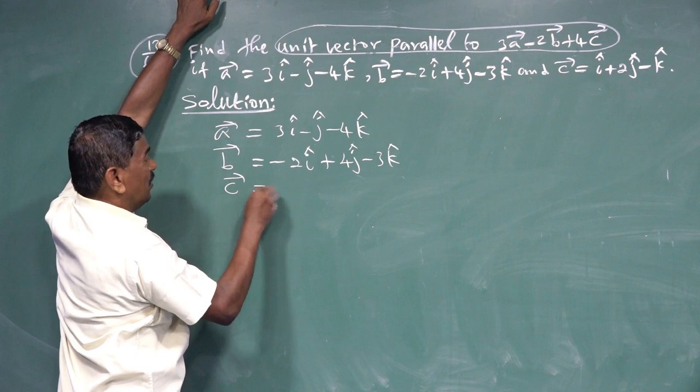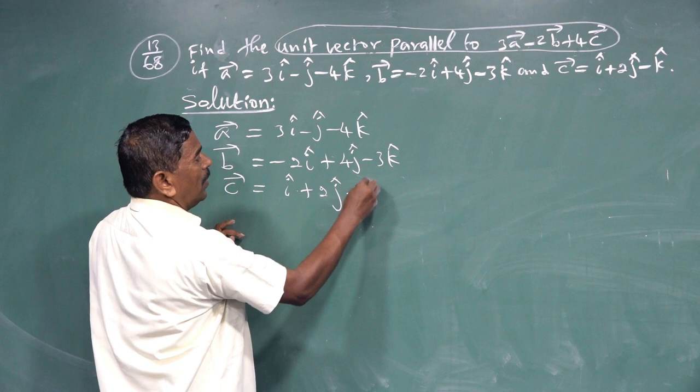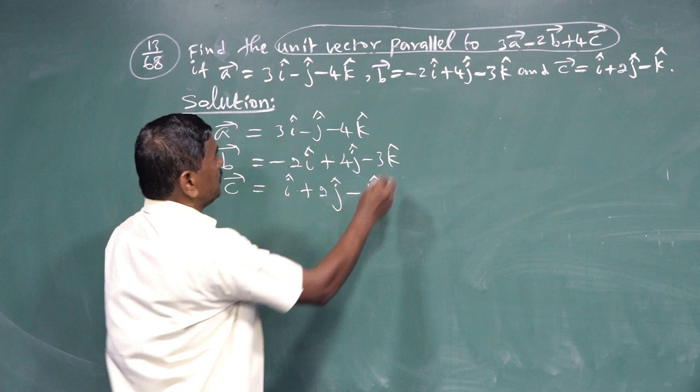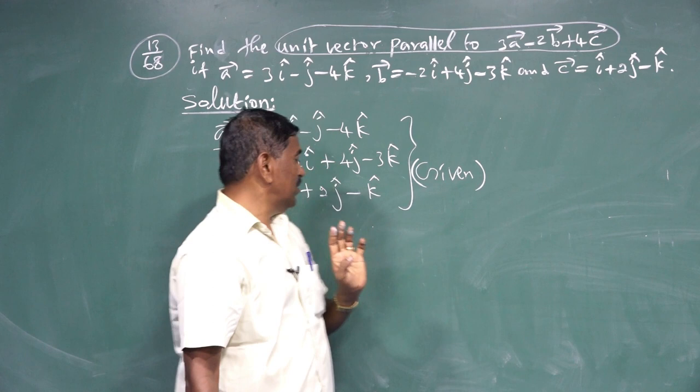C vector is equal to 1, 2, minus 1. That is i cap plus 2 j cap minus k cap. Okay, A vector, B vector, C vector is ready. That is the given information. But we are asked to find 3a vector minus 2b vector plus 4c vector. So that is it. Now, listen.